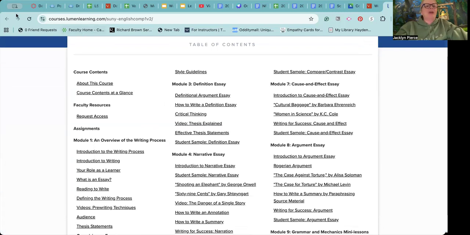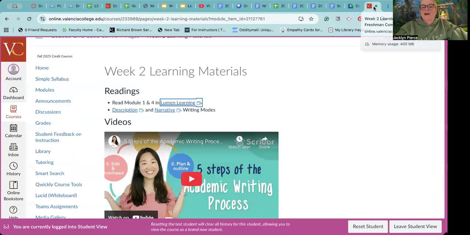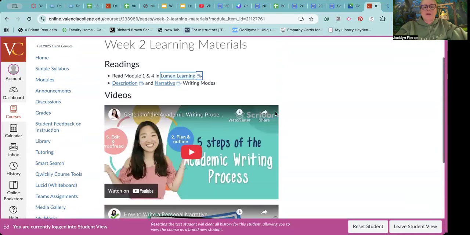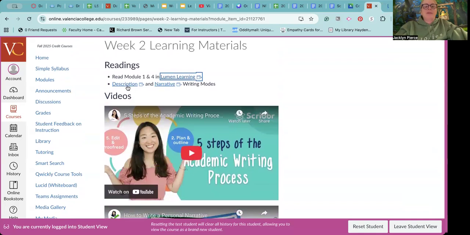I may have called them chapters in the verbiage because, of course, I think in terms of chapters because I'm a book person. But module works as well. So you're going to be reading about the writing process, and you're going to be reading about the narrative essay because that is our first writing assignment. Got a couple of videos for you as well this week. Then there's 2 additional readings on description and narrative.